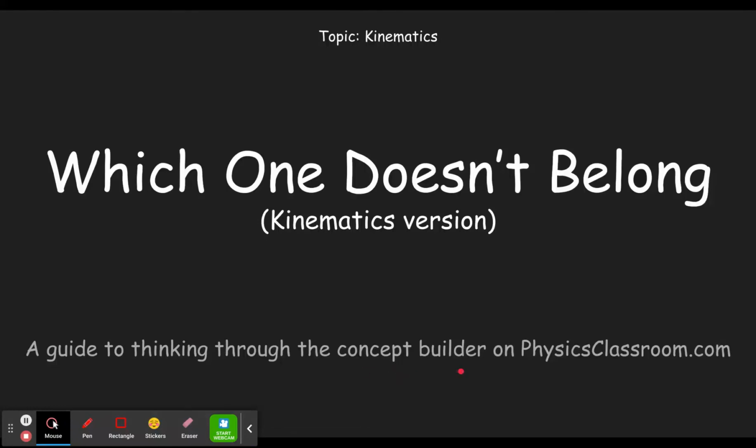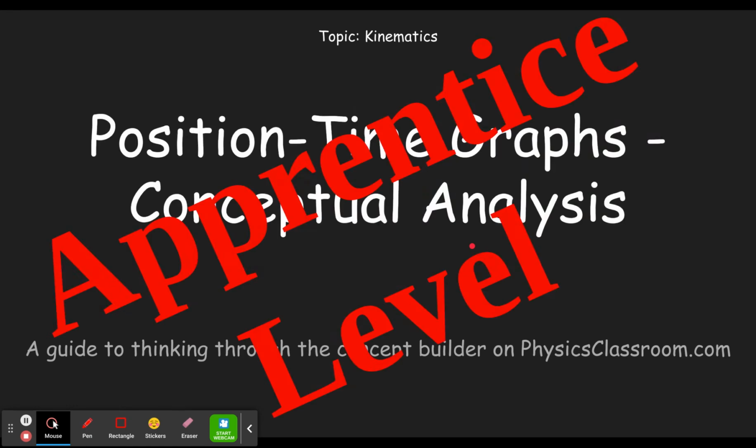Today we're going to be looking at a concept builder on physicsclassroom.com under the topic of kinematics, and it's titled, "Which One Doesn't Belong?" There should have been a question mark right there. And that title shows up in several different versions, so I just wanted to identify this as the kinematics version, the one in kinematics.